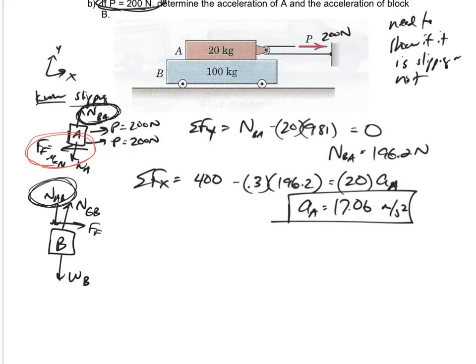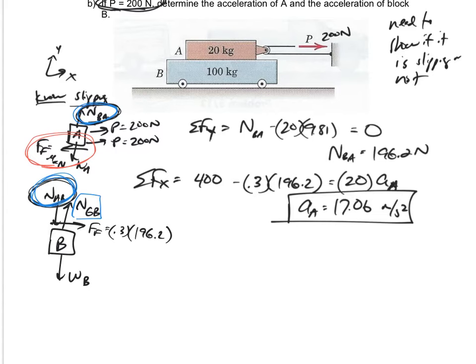So here I've got a force of friction, and it is 0.3 mu k times N. It is the N in between A and B. It would be the N right here, this N of B pushing up on A or A pushing down on B. It would not be the N of the ground pushing up on B. All right, so it would still be this 196.2.